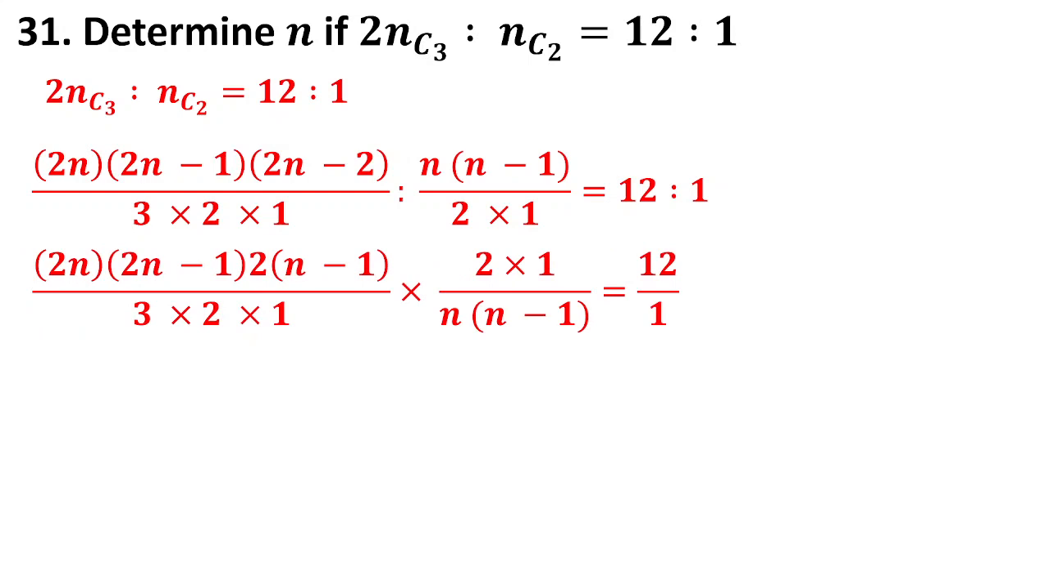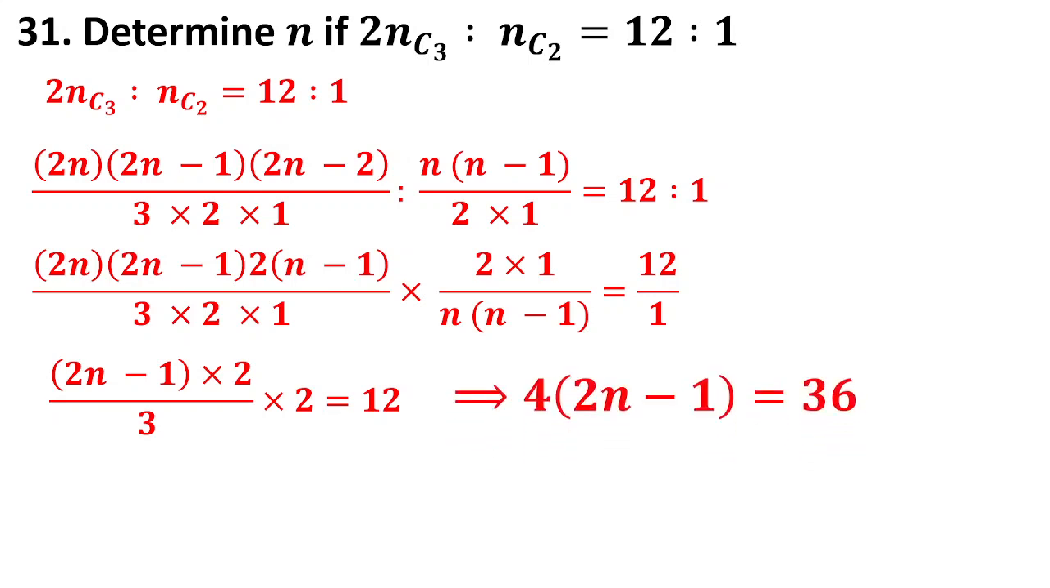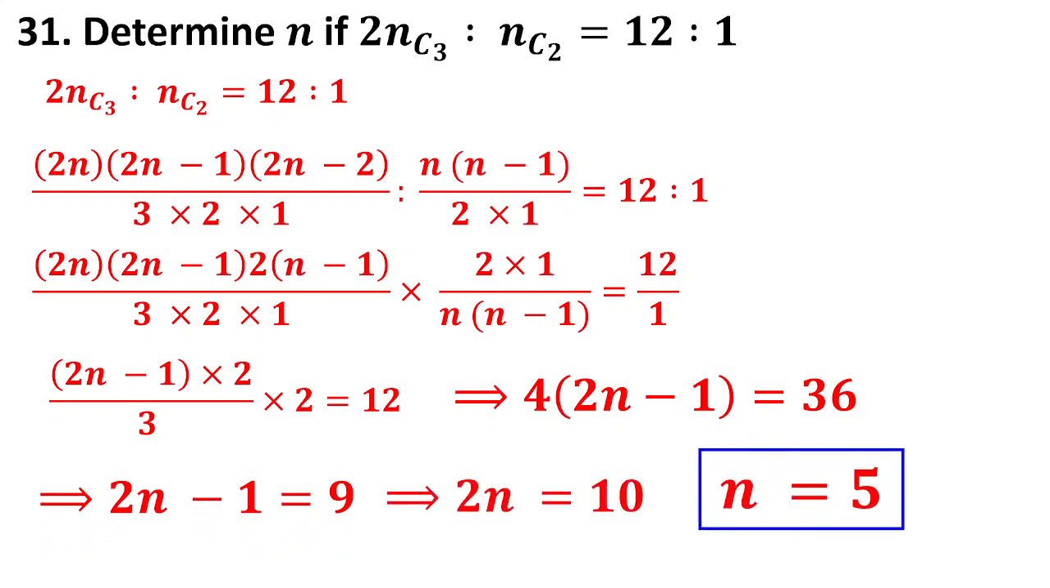And we are using the meaning of that ratio and cancelling. That 2n minus 2 is nothing but 2 into (n minus 1). n minus 1 getting cancelled, n is getting cancelled. For (2n minus 1) into 2 by 3 into 2 is equal to 12. Then you get 4 into (2n minus 1) is equal to 36. 2n minus 1 is equal to 9. Therefore, n is equal to 5.